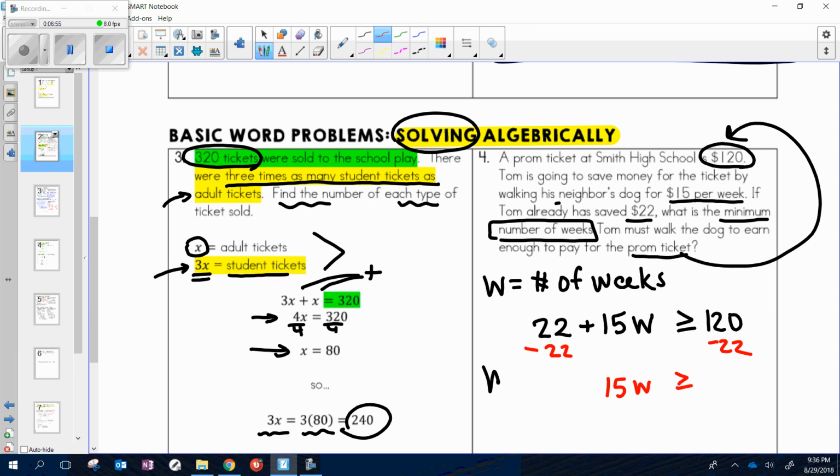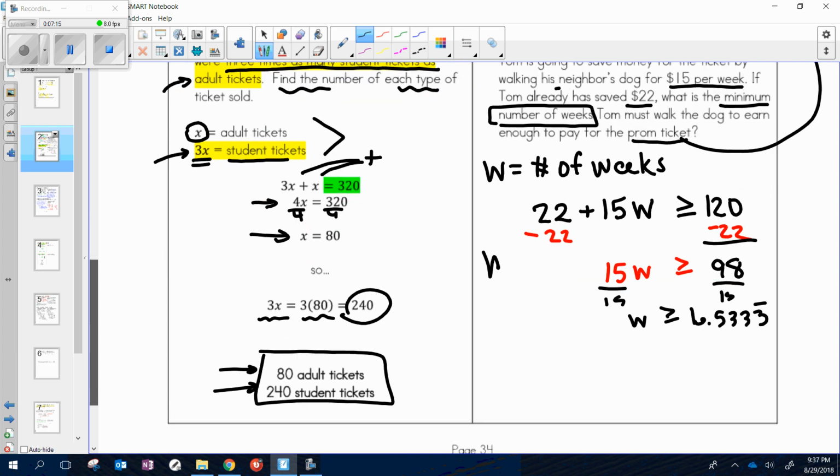15W is greater than or equal to 98. Oops, my pen's not working. That's a 98 when I subtract. Divide by 15 on both sides to get W has to be greater than or equal to 6.53333 repeating, which means if I got to be greater than that, I'm going to go with 7 weeks.